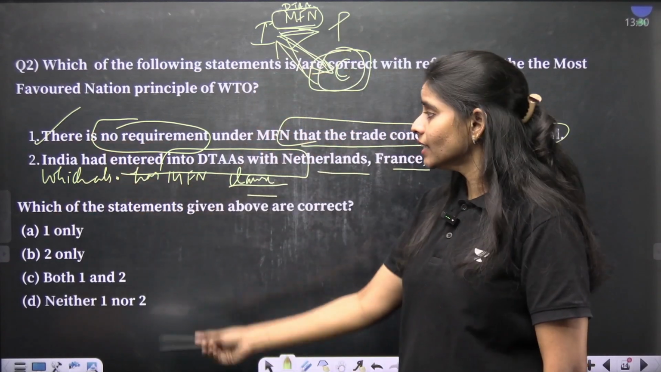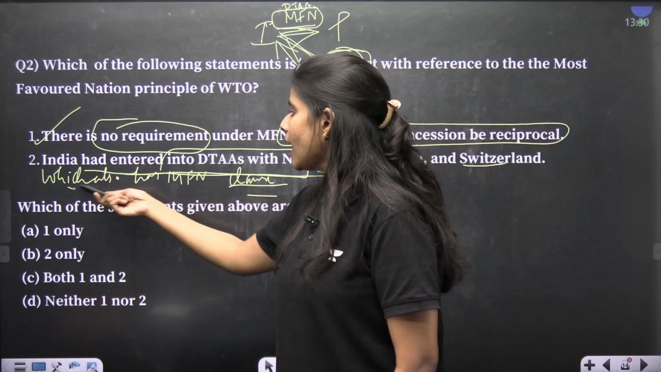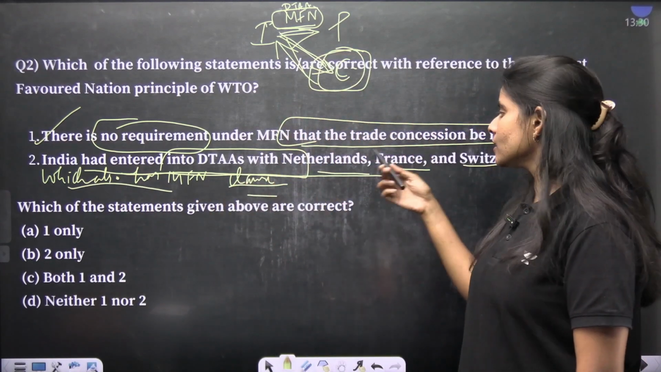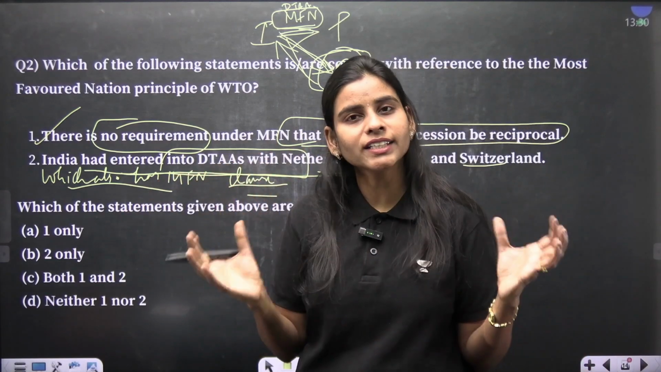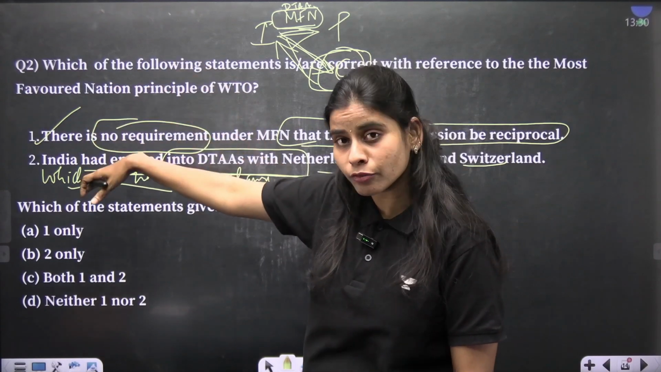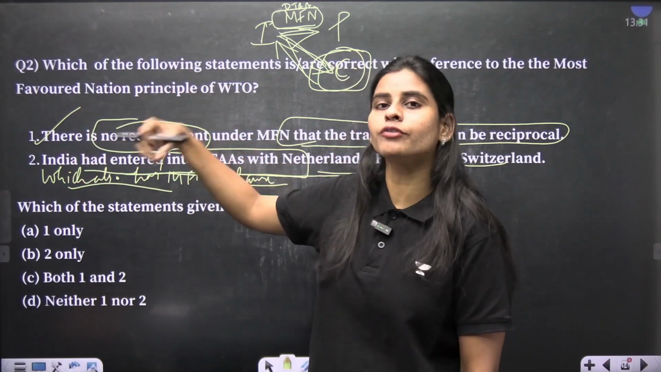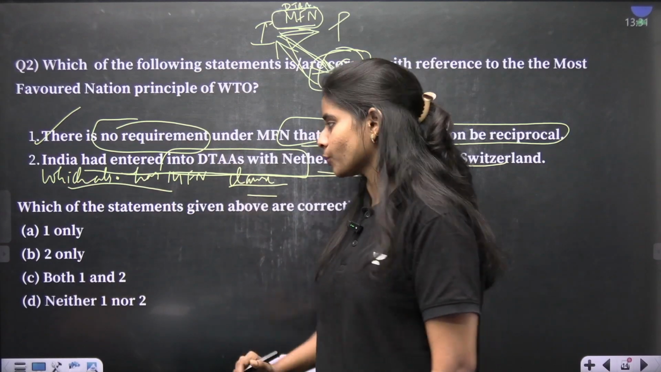Clear? And this is a very clear fact picked from the recent current affairs that India had entered into DTAs with Netherlands, Switzerland, France, etc., which have an MFN clause. So not all the DTAs will have an MFN clause. Certain DTAs will have an MFN clause included, under which if a special concession is granted to one country, it should be given to the other countries also.